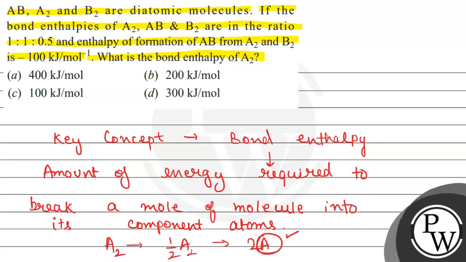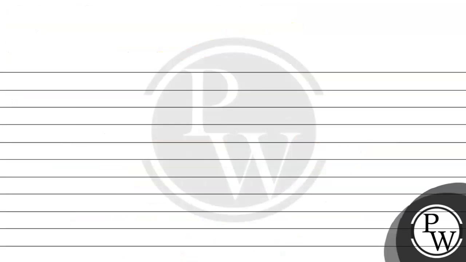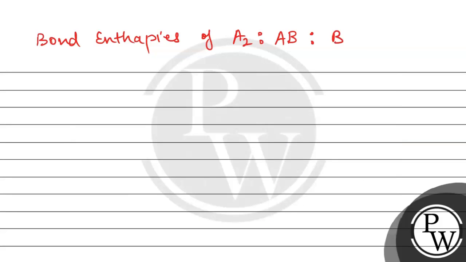Now let us discuss more about this. In this question they have given us the bond enthalpy of A2, AB and B2, which are in the ratio 1:1:0.5. So let us write the same first. जो हमें given है that is the bond enthalpies of A2, AB, B2. So जो ratio given है that is the 1:1:0.5.